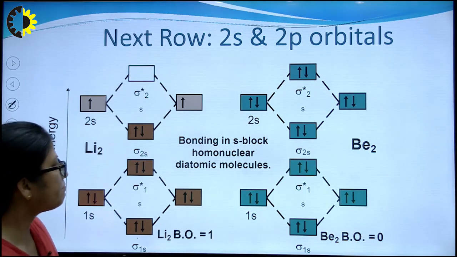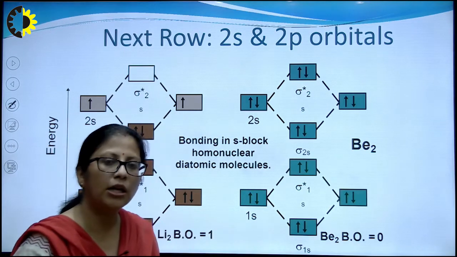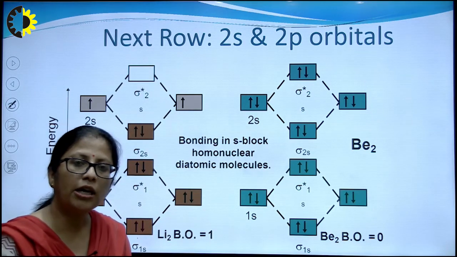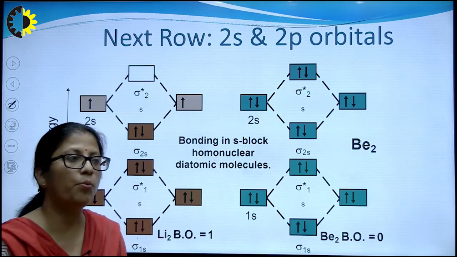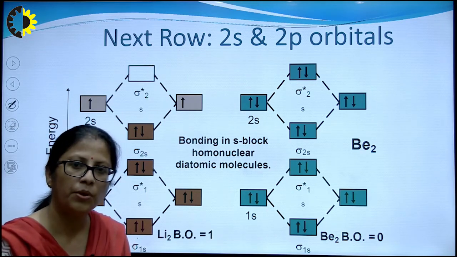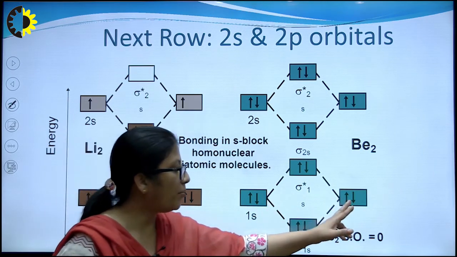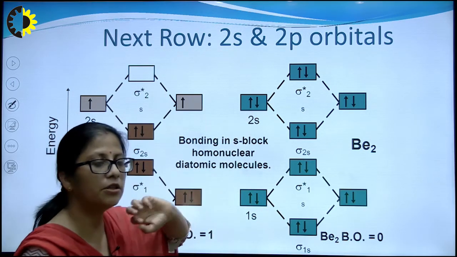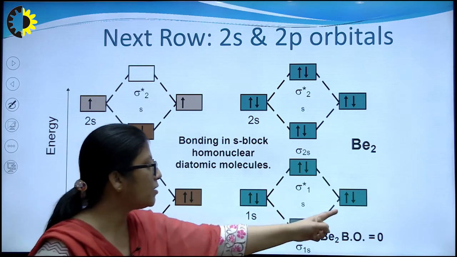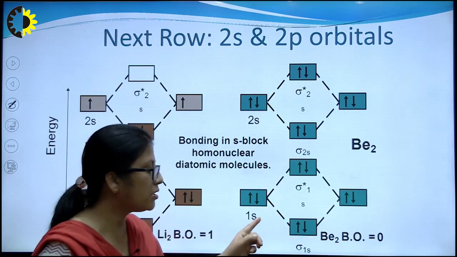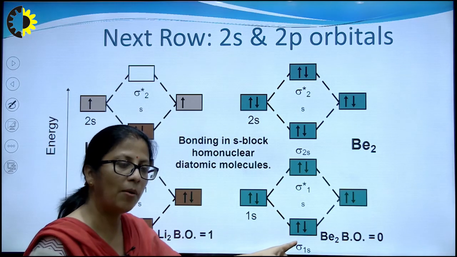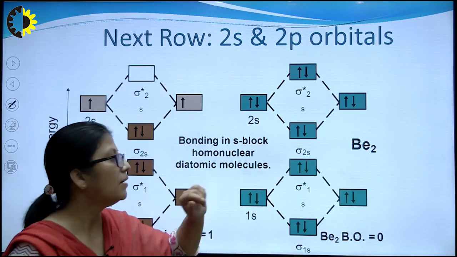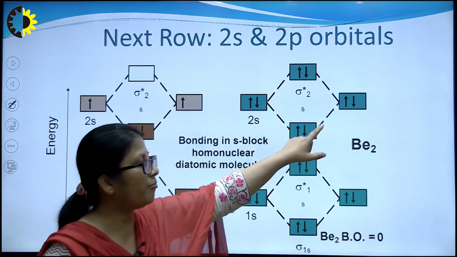Similarly, coming to the beryllium molecule. In the case of the beryllium molecule, again the electronic configuration of beryllium is 1s2, 2s2. So, both the atoms will have 4 electrons, 2 in 1s and 2 in 2s. So, 1s of both beryllium atoms has 2 electrons, 2 enter into the sigma 1s and the next 2 enter into the sigma star 1s.